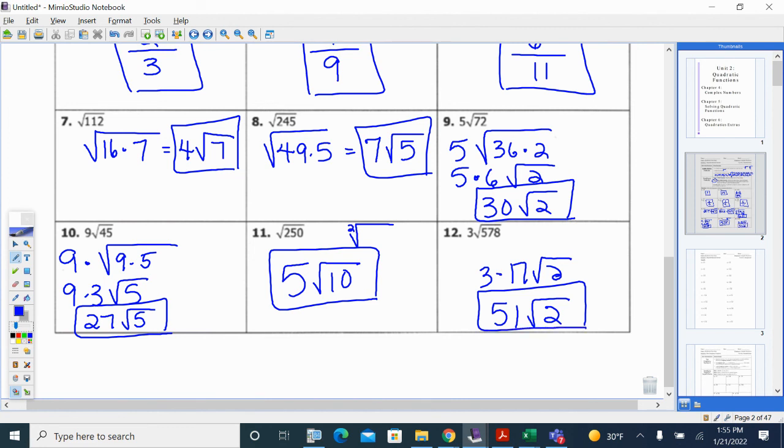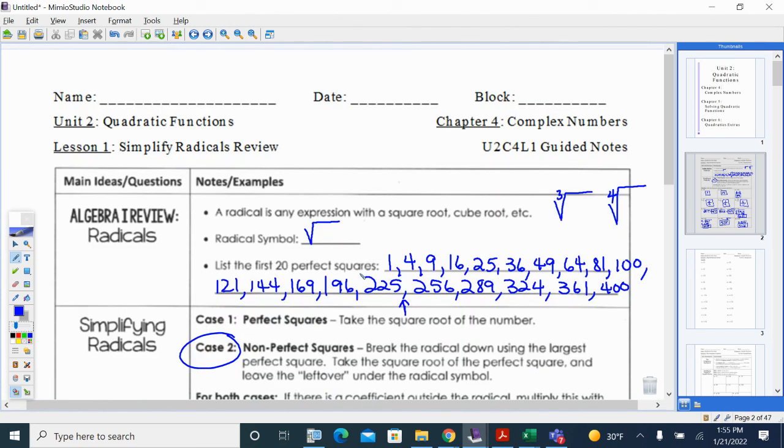So I've shown you both methods on how to simplify a radical where you do it by hand. But honestly, if you do it by hand and it's a large number, you're probably going to grab a calculator anyway. So there are your notes on Simplifying Radicals Review, Chapter 4, Lesson 1.